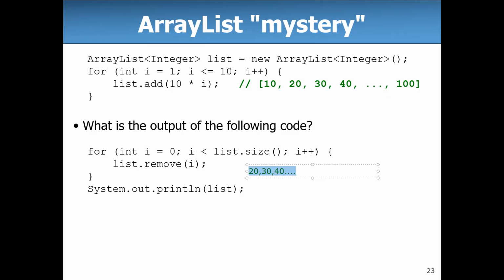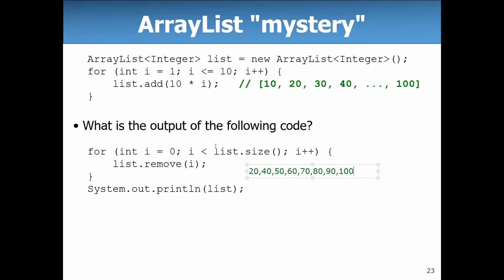Then I plus plus, I is 1. Is 1 less than list dot size? Yes. You go inside, remove index 1. 30 is at index 1. As 30 is removed, 40 is shifted back on this side. You have 40, you have 50, 60, 70, 80, 90, and 100, like this. So as you are removing, one after the other is removed, and the rest of the array is shifted on this side. So the output will be 20, 40, 60, 80, and 100, or are we including 100 or not?